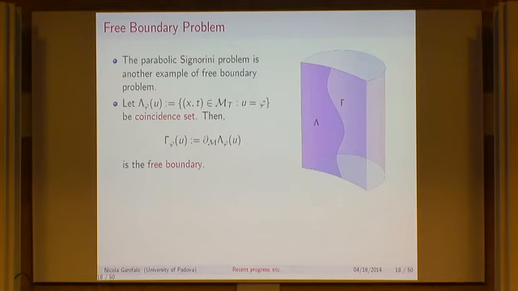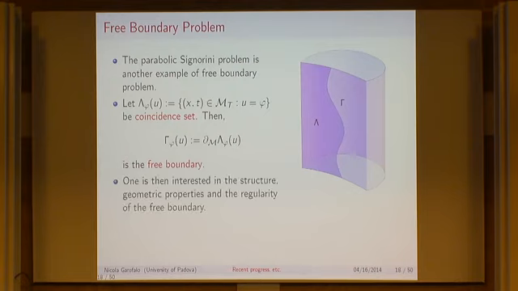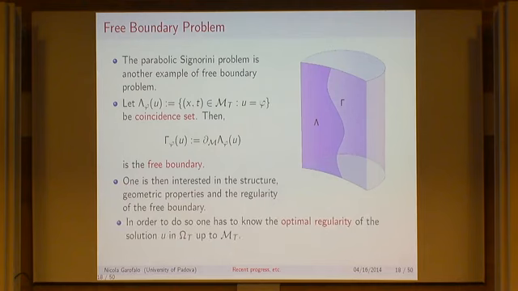And this is, of course, a typical model of a free boundary problem. You have the coincidence set that in this picture is described by this lambda, and then you have the boundary of the coincidence set, which is the free boundary. One is interested in the structure, the geometric properties and the regularity of the free boundaries. But before you do that, there is a fundamental step that you need to face, and it's the optimal regularity of the solution. Without the optimal regularity of the solution, you don't go anywhere in the study of the free boundary.